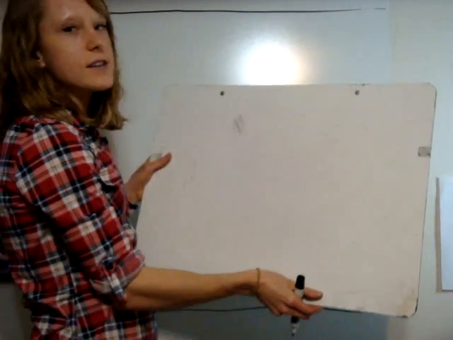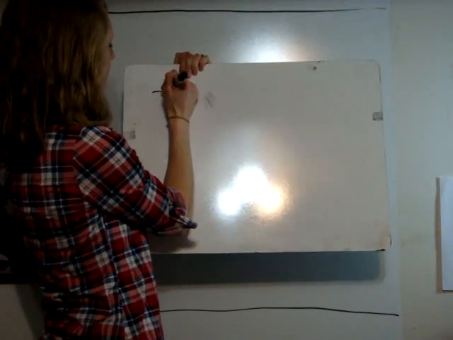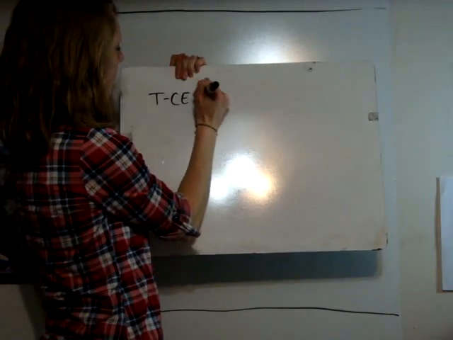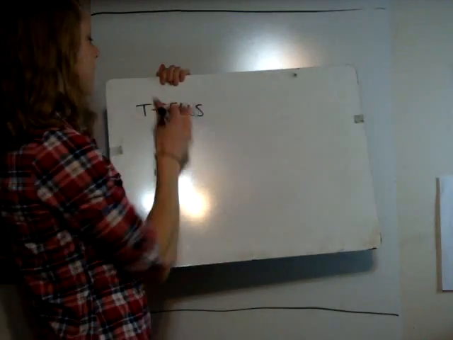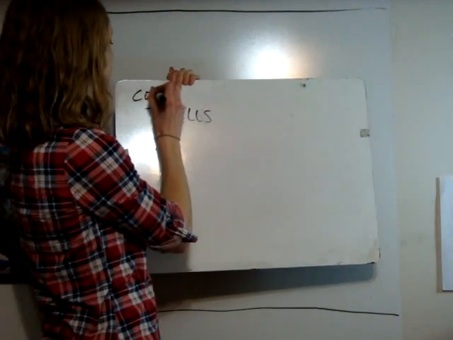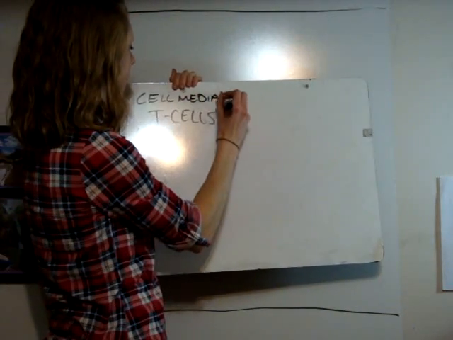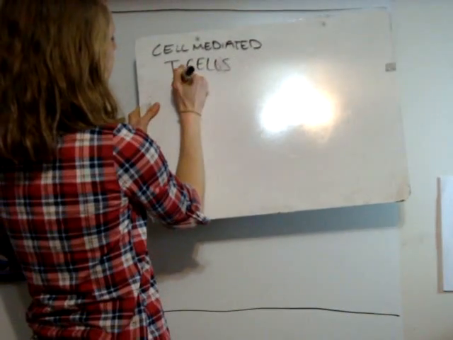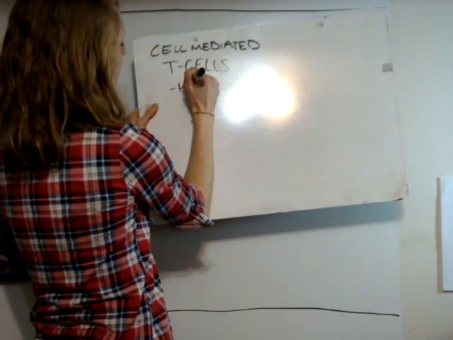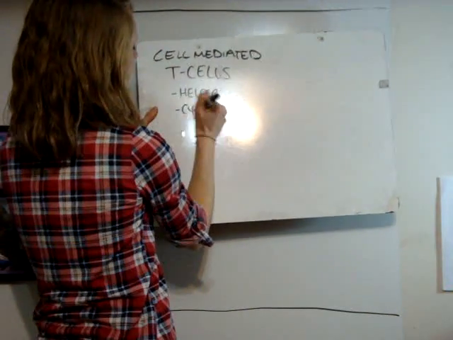Okay, so the first thing that we talked about were T cells. Remember, T cells are in the cell-mediated line of the third line of defense. So cell-mediated, and we have two different kinds of T cells. We have helper T cells and cytotoxic T cells.